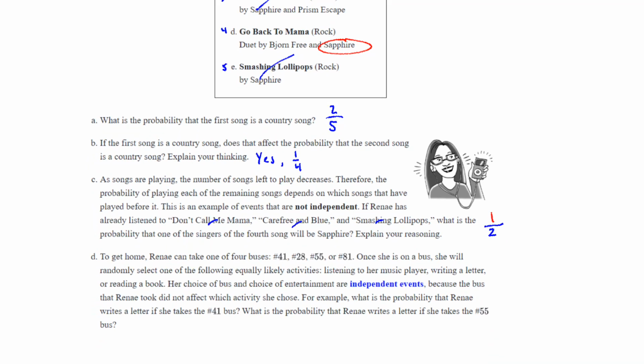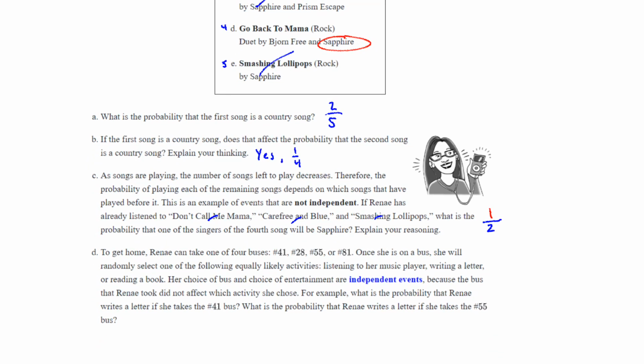And part D. To get home, Renee can take one of the 4 buses. Once she is on a bus, she will randomly select one of the following equally likely activities: listening to her music player, writing a letter, or reading a book. Her choice of bus and choice of entertainment are independent events because the bus that Renee took did not affect which activity she chooses. For example, what is the probability that Renee writes a letter if she takes the number 41 bus? What is the probability that Renee writes a letter if she takes the 55 bus?